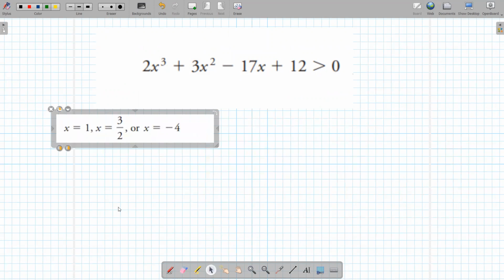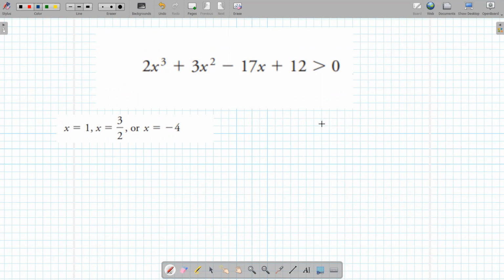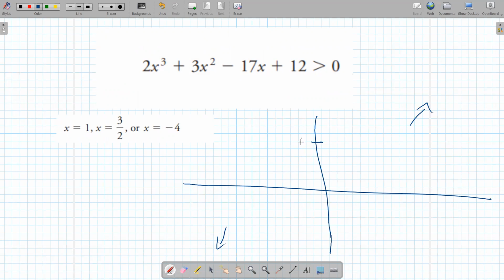How do you solve this question? There's two ways. One way is better than the other, and it's the graphical way. So this is a cubic function, a positive cubic function. It's going to start here, it's going to end here. The y-intercept is 12, the x-intercepts are 1, 1.5 (3/2 is 1.5), and -4. Then the best part is connect the dots. There you go, that's a sketch of this function.